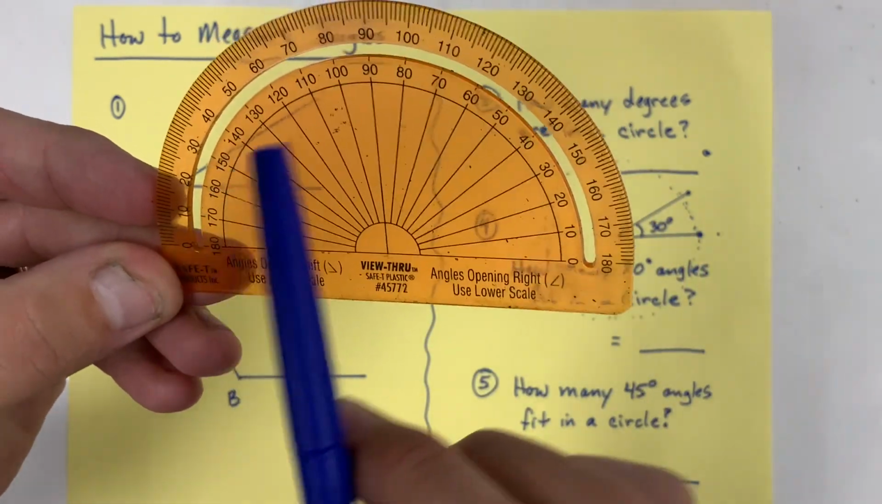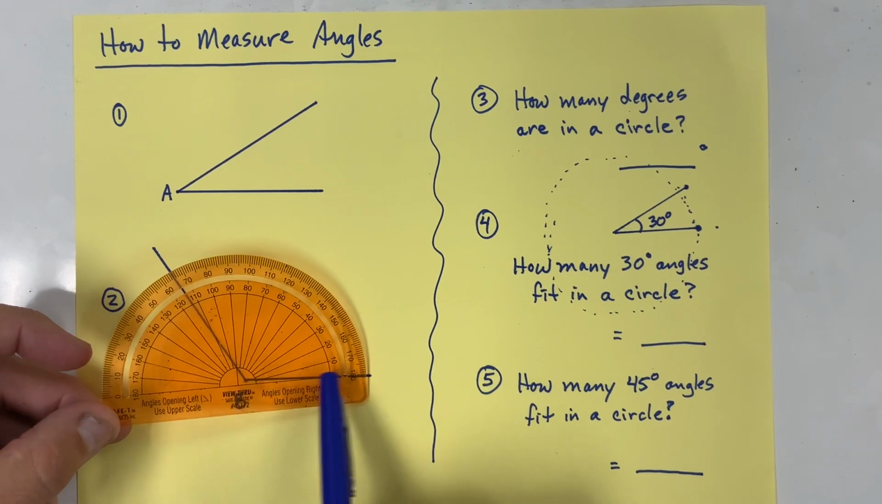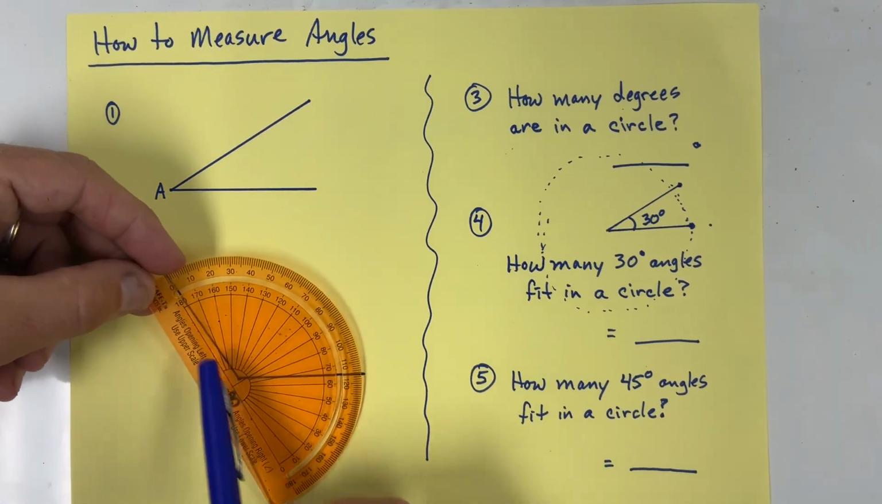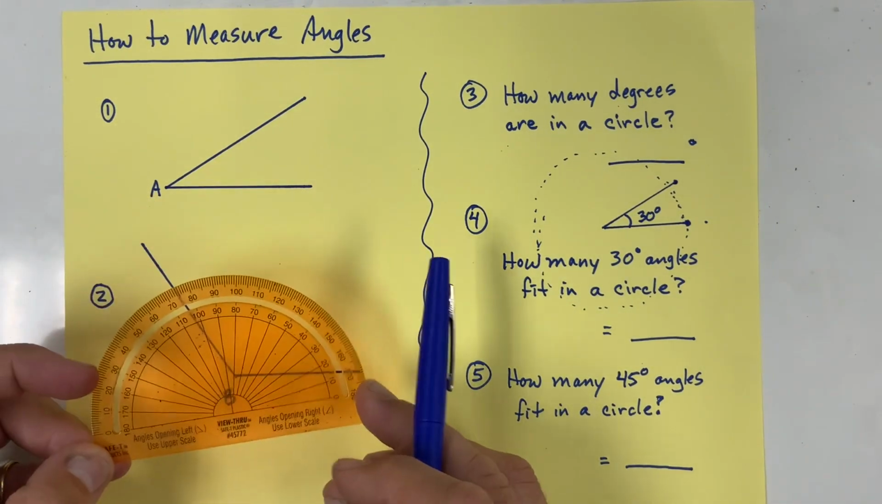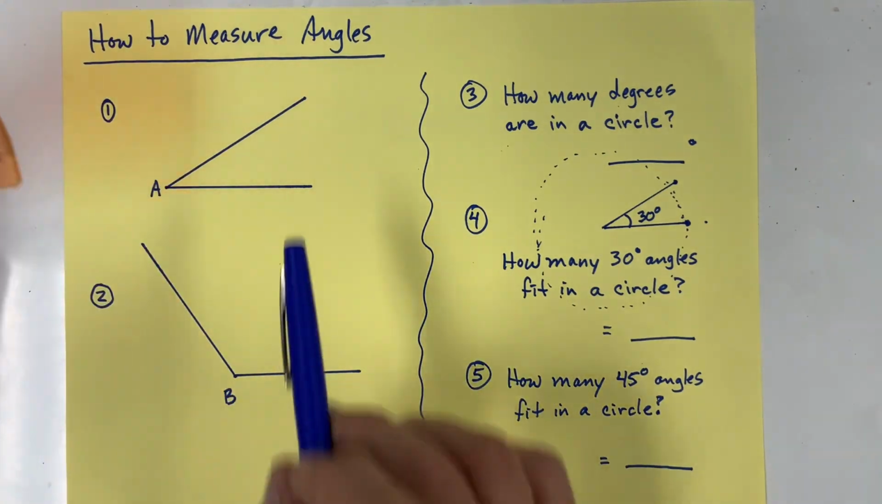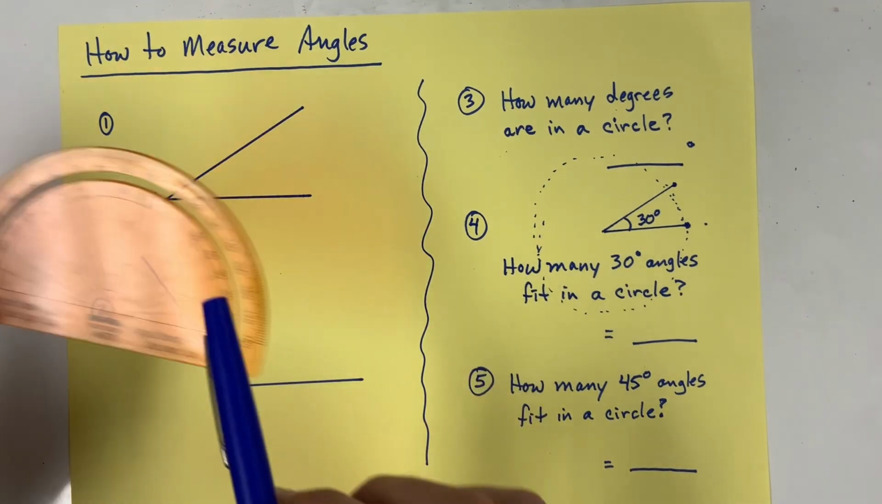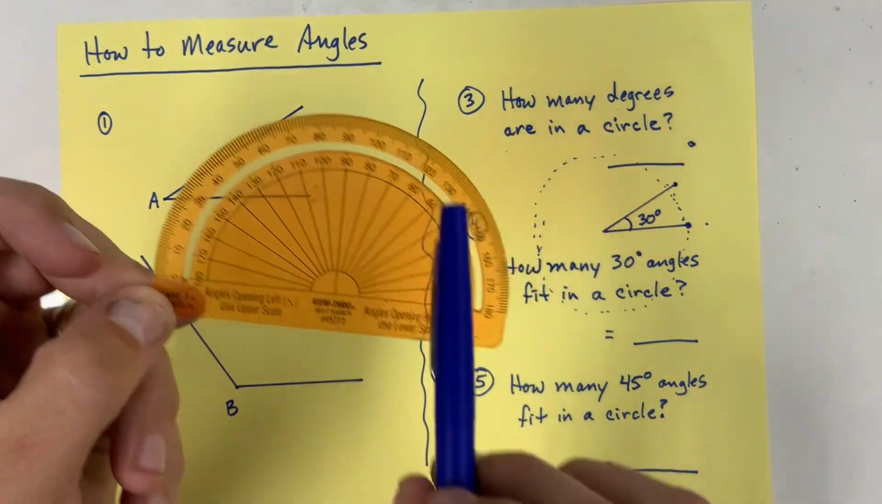The reason why they put it on both sides is sometimes you put the angle side on this side, and sometimes you turn it this way and you put it on this side. So depending on which side you choose, it might differ on what set of numbers you're going to choose. If the angle is what we call an acute angle, smaller than 90 degrees, then you want to make sure you're reading the numbers that are smaller than 90 degrees also.